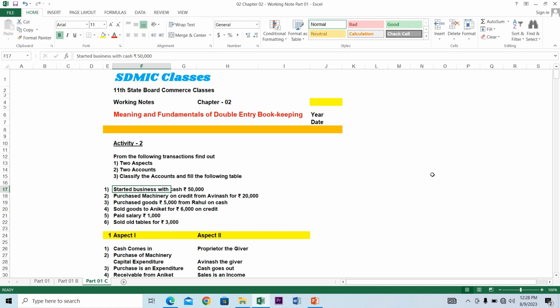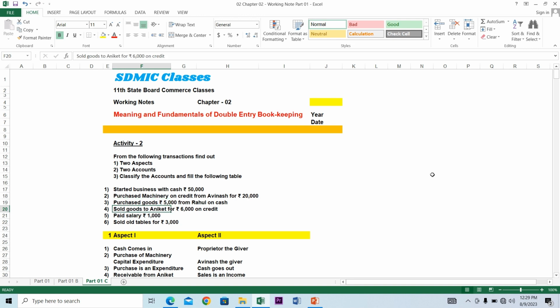Started business with cash, rupees 50,000. Purchased machinery on credit from Avinash for rupees 20,000. Purchased goods for rupees 5,000 from Rahul on cash. This is mentioned cash. If it is not mentioned, if it is purchased from Rahul, or if it is on credit, then it is a credit purchase. But here it is mentioned on cash, so it's a cash purchase.